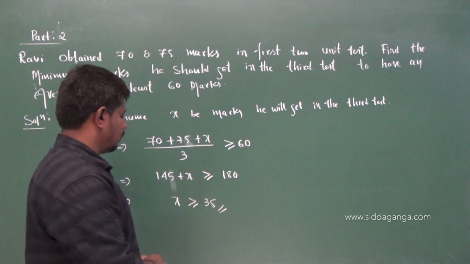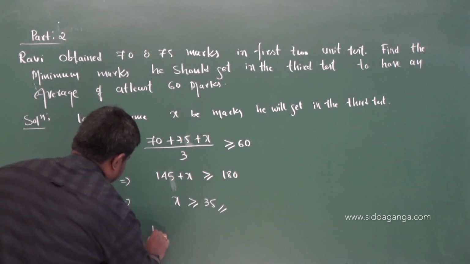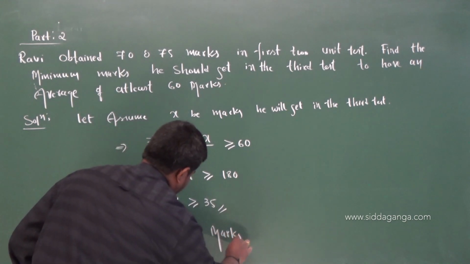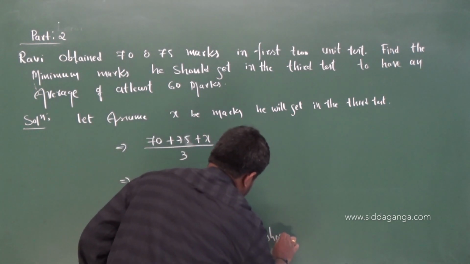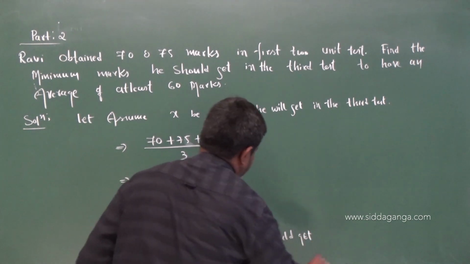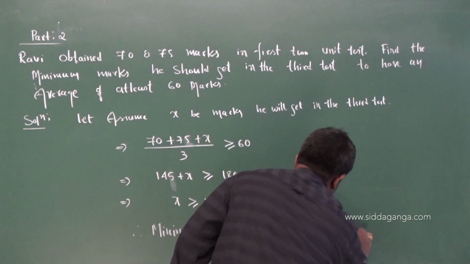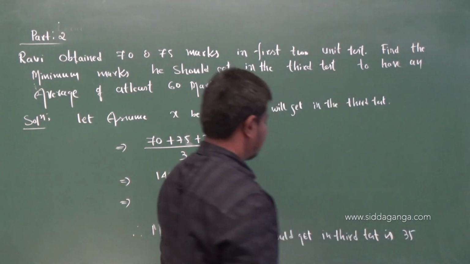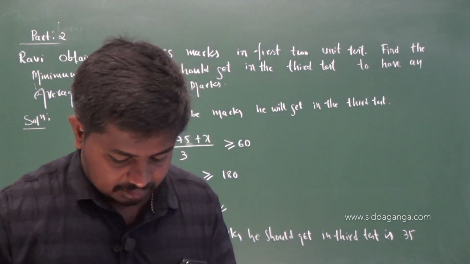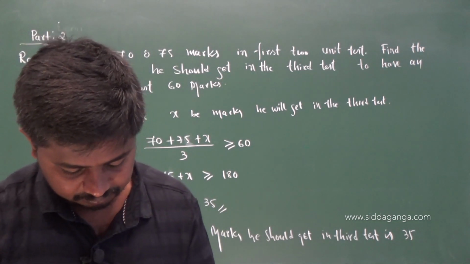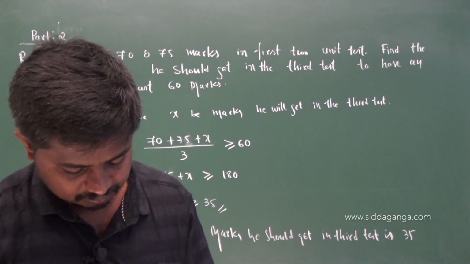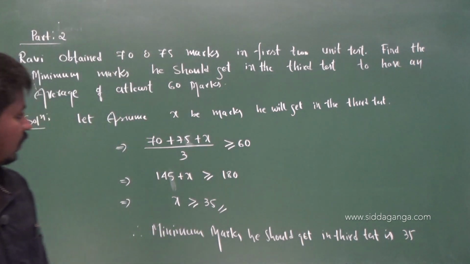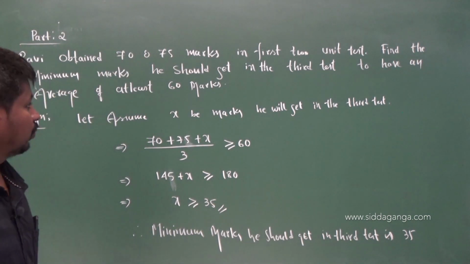So that's the question. At last, therefore, the minimum marks you should get in the third test is 35. So hope you got this, right? Let's move to one more problem.